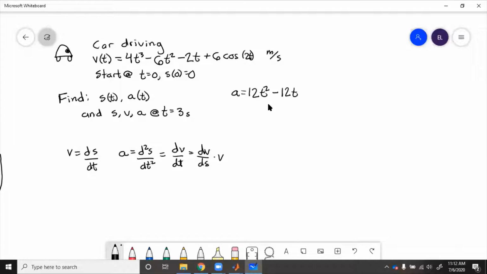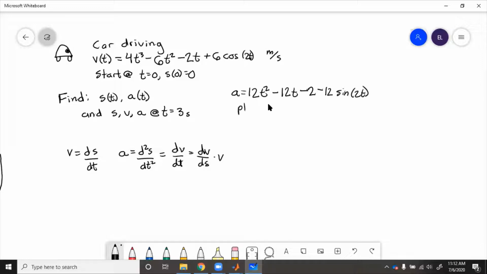The derivative of that is minus 2. And then the derivative of cosine is minus sine. But then because of the chain rule, the 2 comes out. So we'll have 2 times 6, which is 12, sine of 2t.